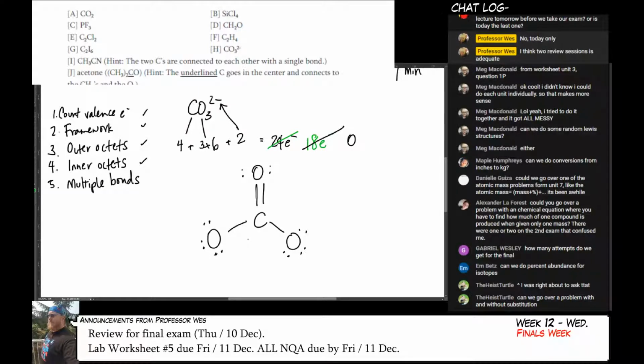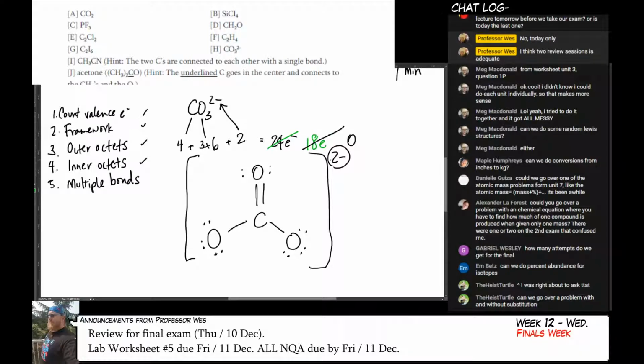So what you see on the screen here, this would be the Lewis structure for carbonate. Now, something that we didn't really mention because we didn't do this, but whenever you have a Lewis structure for an ion, just put brackets around it and put its charge in the corner, like that. And there you go. So that's the first one. Let's do one more.